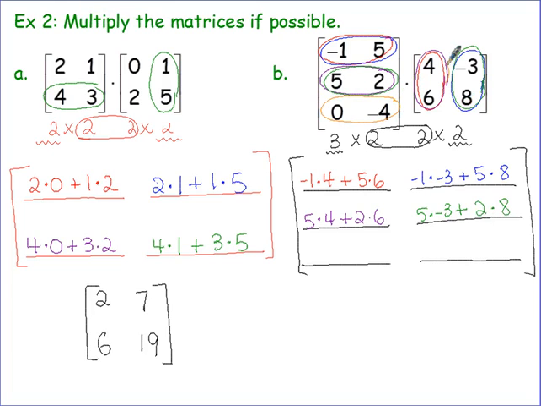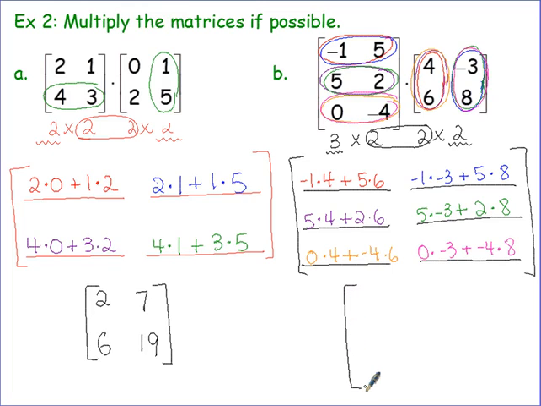Bottom left. 0 times 4 plus -4 times 6. And one last pair. Bottom right. 0 times -3 and -4 times 8. And we are ready to crunch in our calculators.